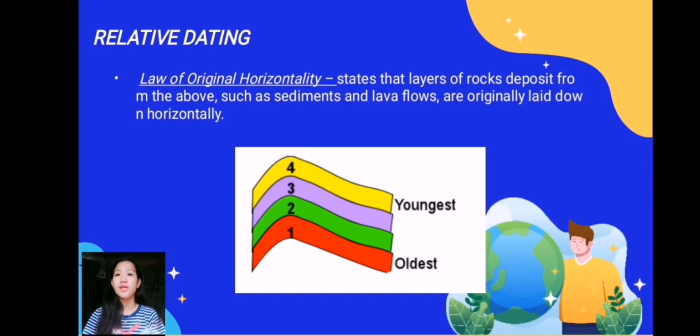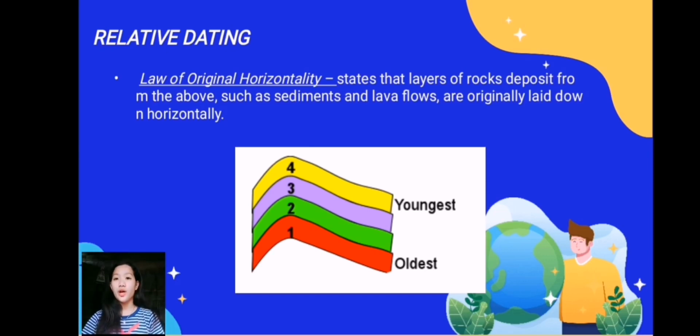So this law states that layers of sediments are originally deposited horizontally under the action of gravity. So this means that any sloping of layers must have occurred after the layers were formed. So the layers of sediment are originally deposited in a horizontal pattern.